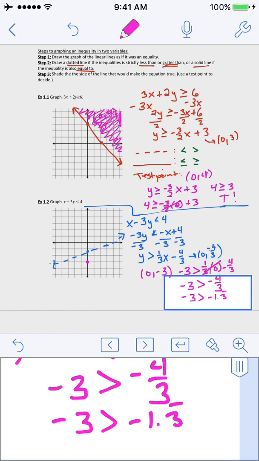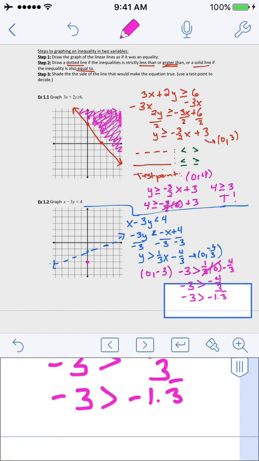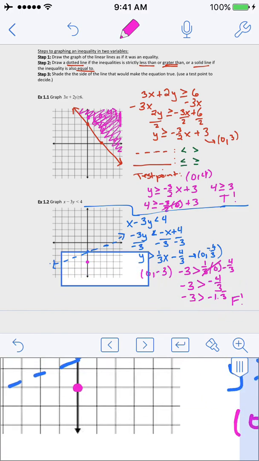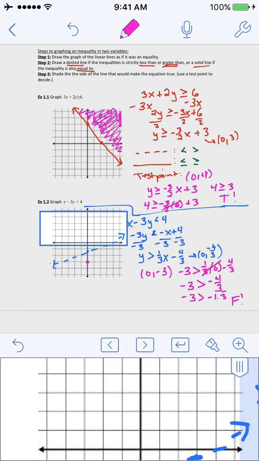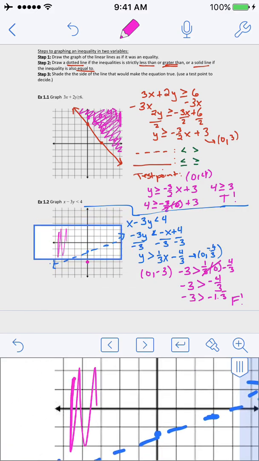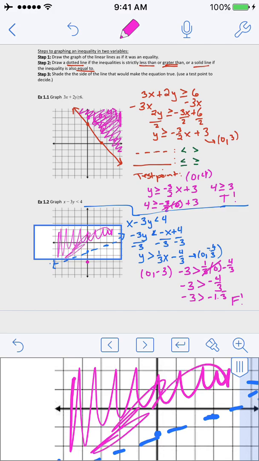And I have to be careful because it's negatives here. But no, it's not, right? Negative 3 is smaller than negative 1/3. So this is a false statement. That doesn't mean I have to go find a test point that's true. That just means I know that this point is not on the shaded side. Therefore, the shaded side must have been the other one, right? It must have been this one.